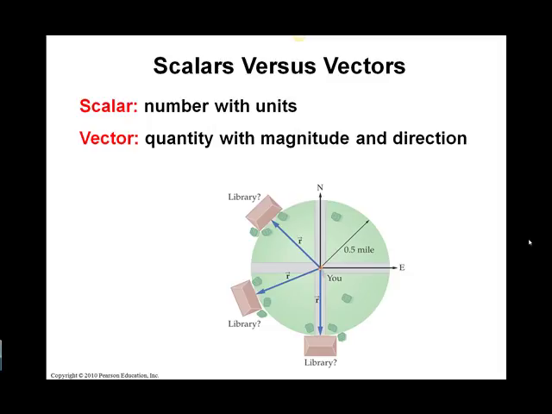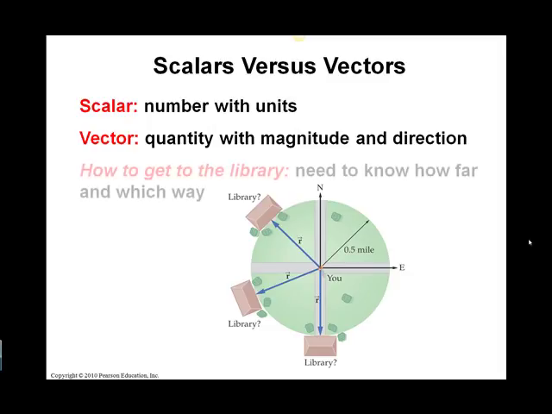So imagine that you wanted to go to the library. How would you get to the library? You're right there in the center of the quad, and you're trying to get to the library. Well, what would you need to know? You would need to know how far it was. Well, that's just the radius of the circle, half a mile. But you would need to know where the library was. So this is an example where direction is necessary. If you want to get to a certain location, you have to know its direction.